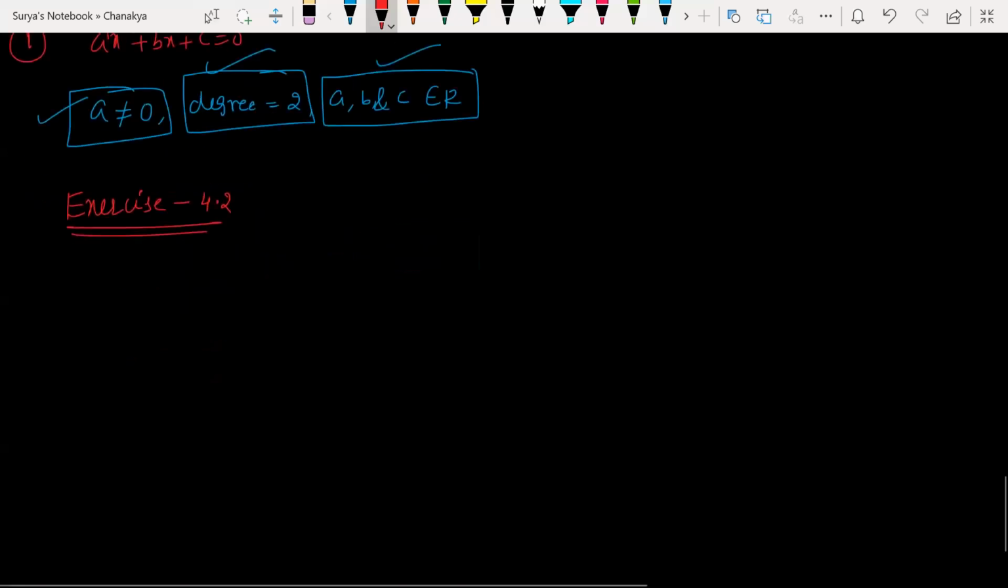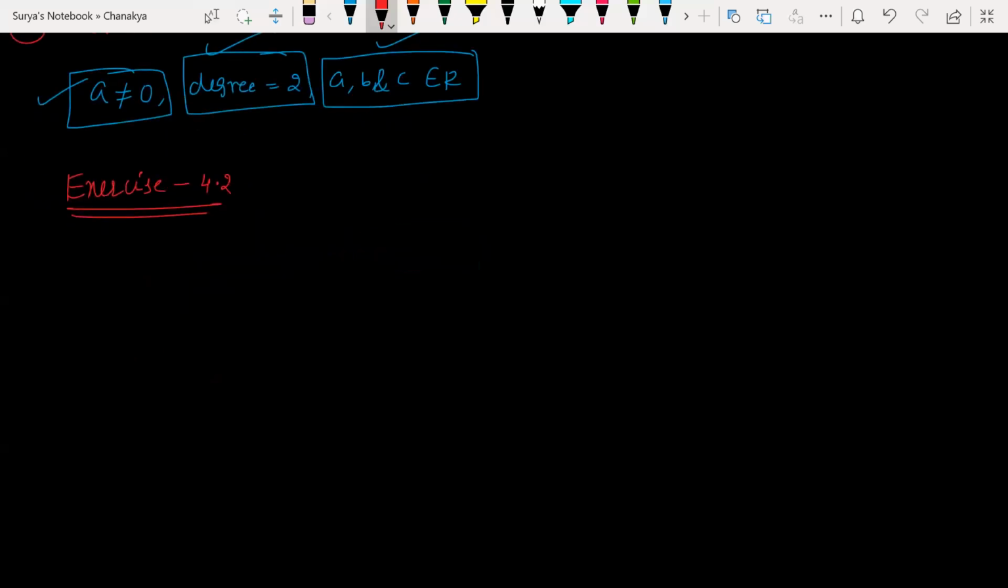Okay, so exercise 4.2 now. Shall we go for exercise 4.2? In exercise 4.2 we have pretty simple questions. The first question is all about finding the roots of a quadratic equation. Find the roots. In the first question you have a total of 5 questions.